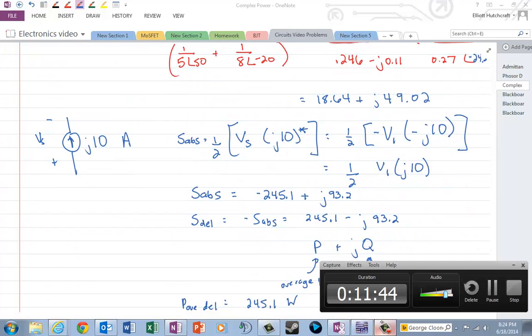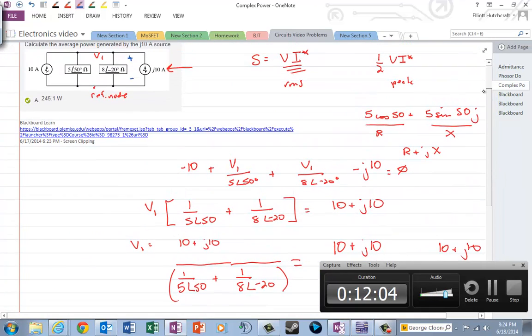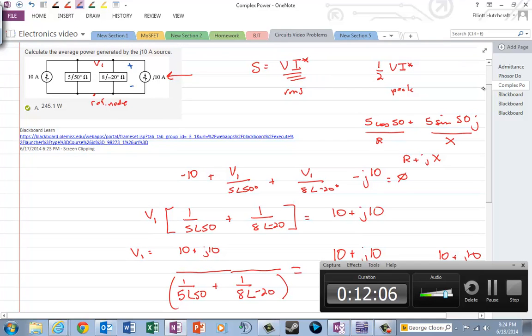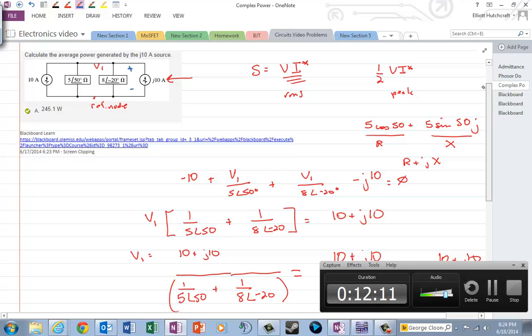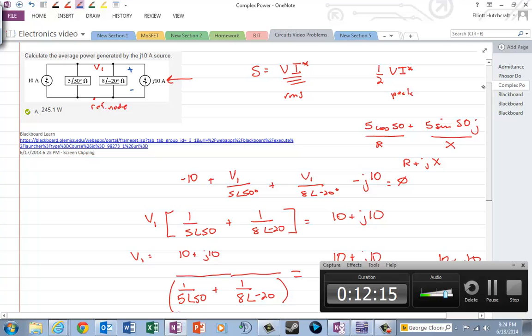So finally, the last thing is that these values given to us here were obviously in peak, so we had to use the 1/2 V I conjugate form when we calculated everything. Or if we would have gone ahead from the beginning, we could have divided the 10 amp source by square root of 2, and we could have divided the J10 amp source by square root of 2. Then everything would have been RMS, and then we could have used the V I conjugate formula for complex power, but of course you can see that that results in the same thing.